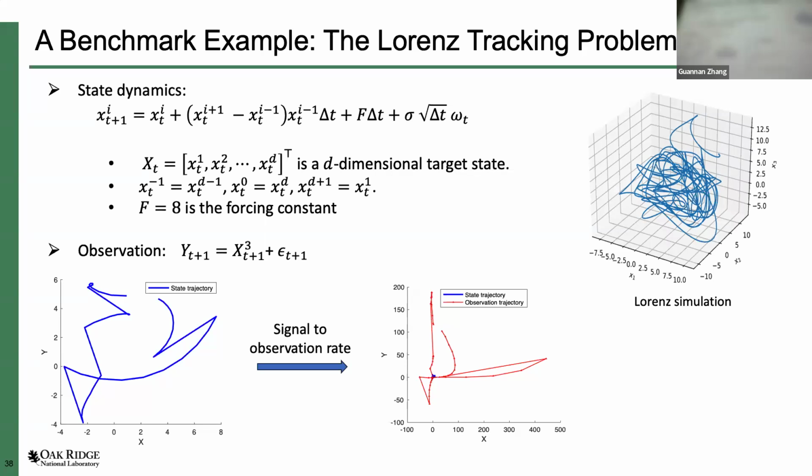Now we go to a high D and also nonlinear problem, which is the Lorenz 96 model. Here, I think we tried 100D in this first paper, because we cannot go very high dimension because of the cost of retraining the score function. But we can still see a pretty big nonlinearity here in the observation model. And the path is very chaotic.